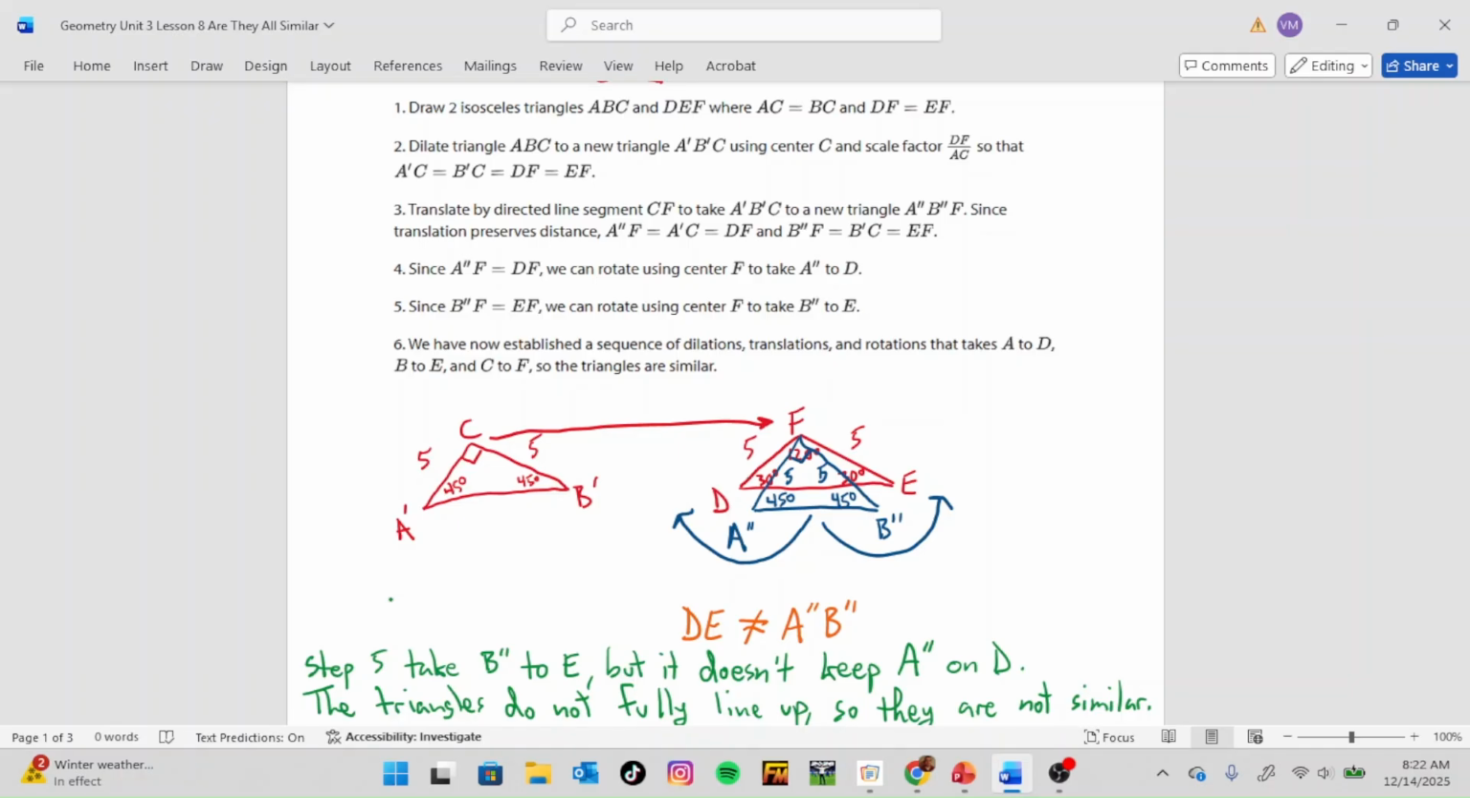Because I can make those triangles smaller, I can make those triangles bigger, but the only thing I'm really changing is the side lengths. I'm not changing those angles. So those angles are never going to line up with each other.